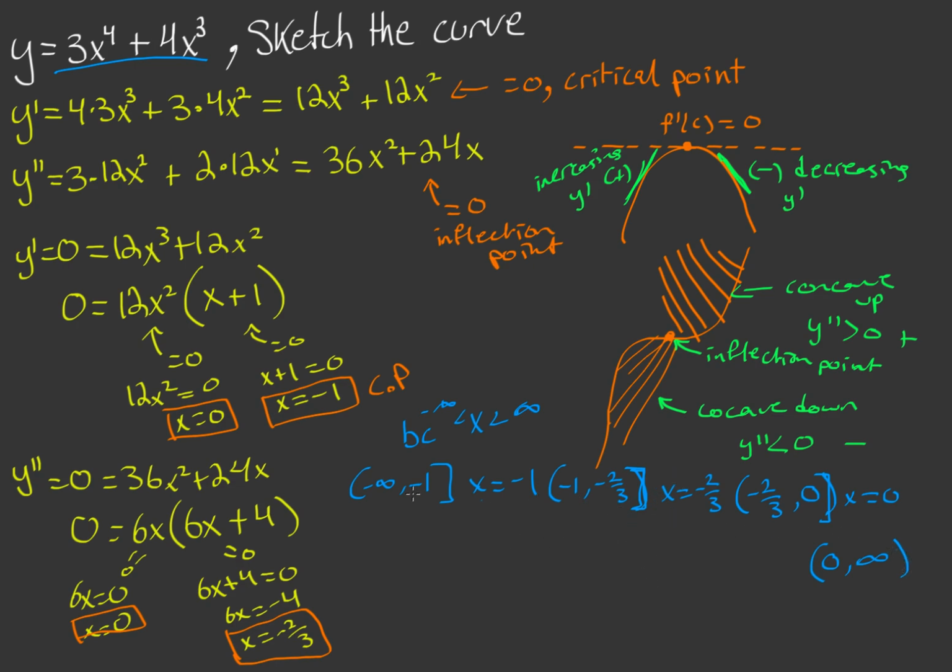So we have to evaluate 1, 2, 3, 4, 5, 6, 7 things here. Our intervals are going to tell us whether the function is increasing, decreasing, etc. And our points are going to tell us whether these are relative maximums or relative minimums, because they're either inflection points or critical points.